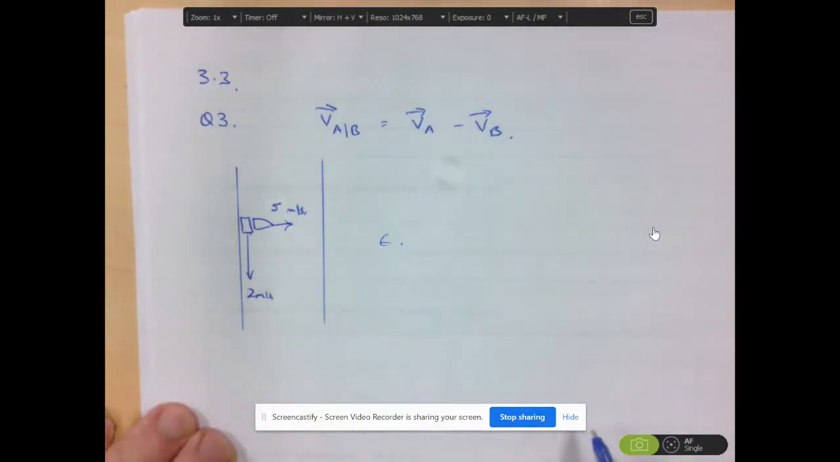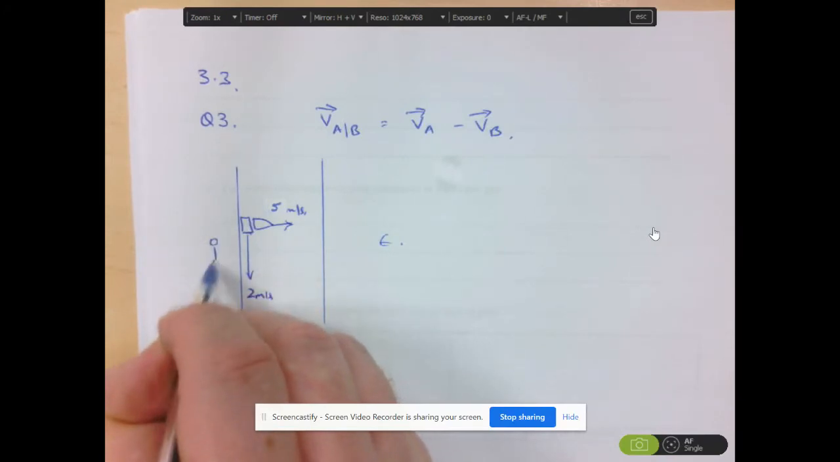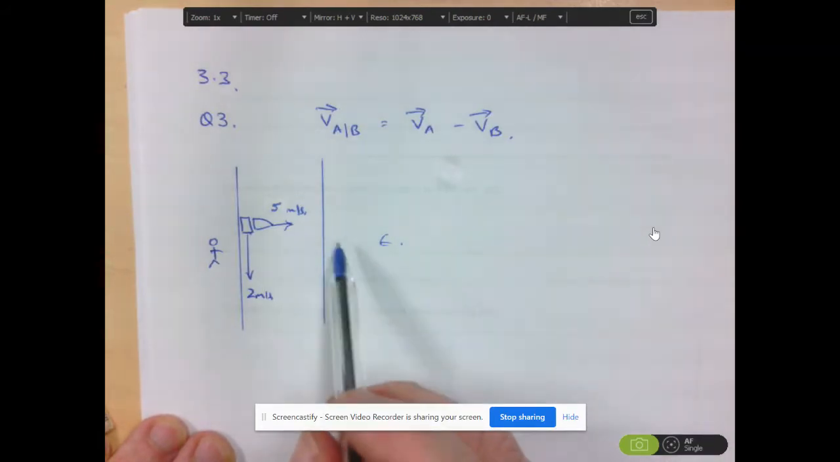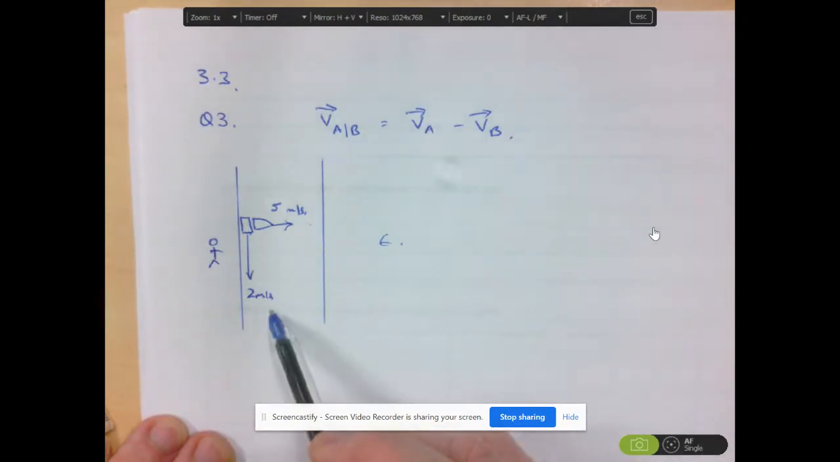Okay. So relative to an observer on the outside, so there's our observer, that observer views everything in reference to the ground. The boat will move sideways at 5 meters per second and the pontoon moves down 2 meters per second.